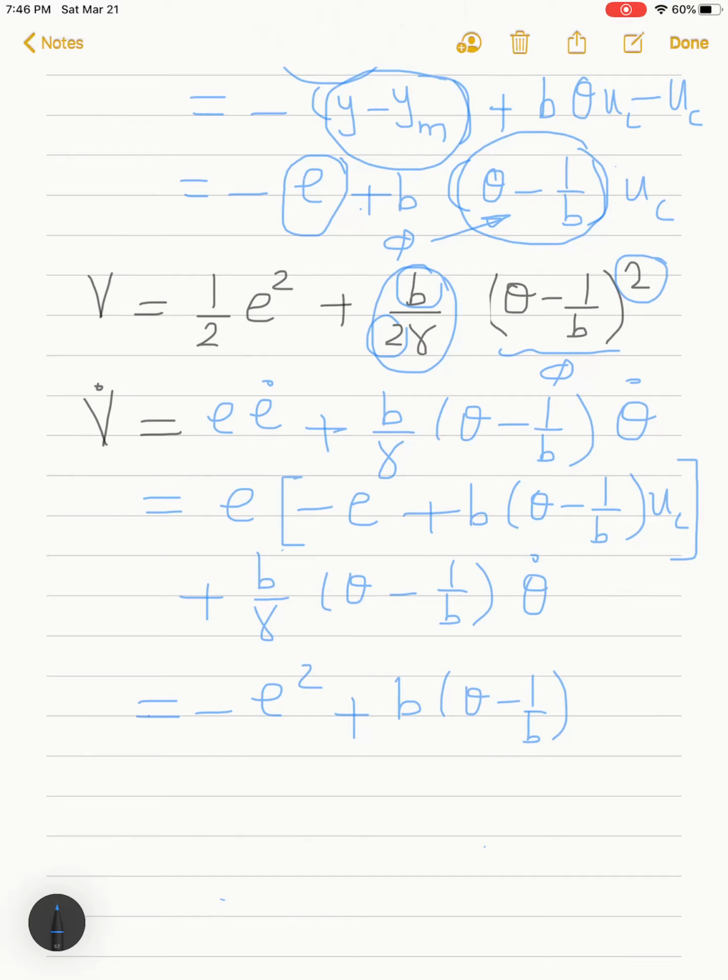So what is left from the first term would be e times uc. And from the second term, I will have theta dot and gamma.